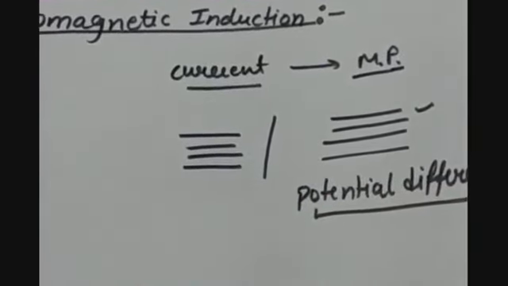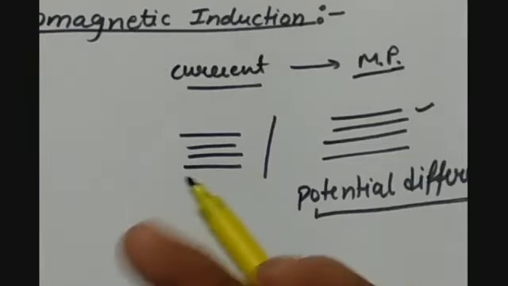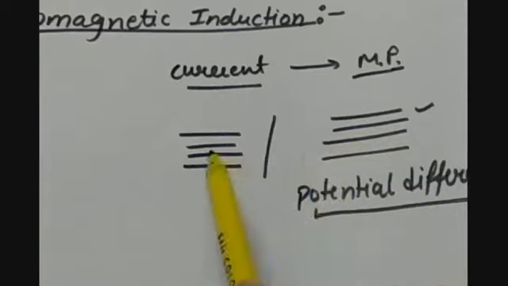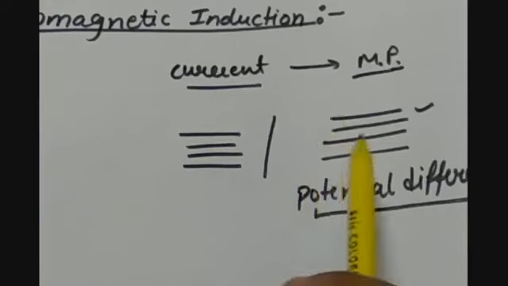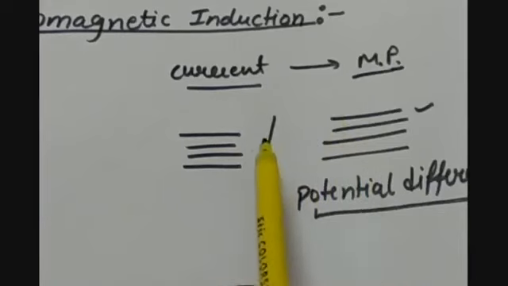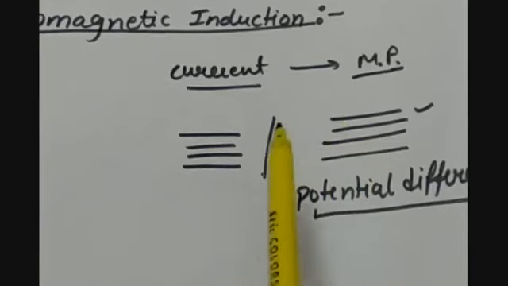So the phenomenon of producing electric current in a conductor by moving it perpendicular to a magnetic field, or vice versa, we can do both things. We can make the conductor fixed and the magnetic field varying or rotating, or the magnetic field fixed and make the conductor move perpendicular to the magnetic field. That is more important. So this is called electromagnetic induction, and the current thus produced is called induced current.